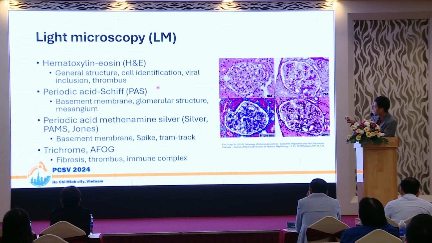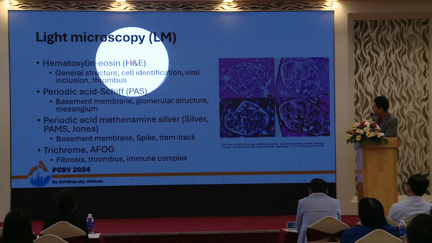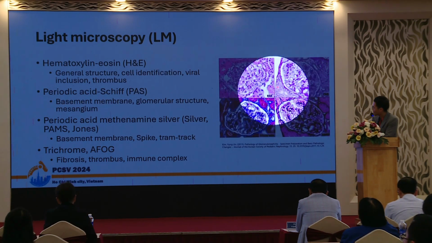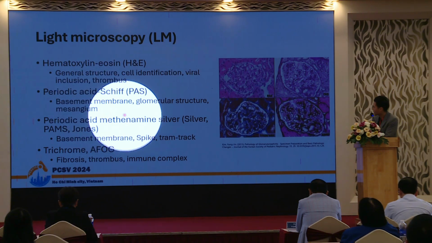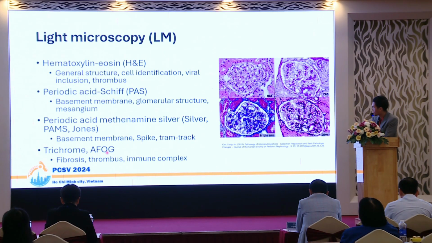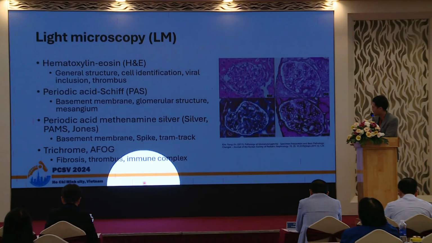So each light microscopic stain has its own purpose. As I said, using H&E we can identify the basic structure or cells, or even viral inclusion or thrombus. Using PAS or silver, we can evaluate the basement membrane and other structures. And with trichrome or AFOG, we can evaluate fibrosis, thrombus, or immune complex.